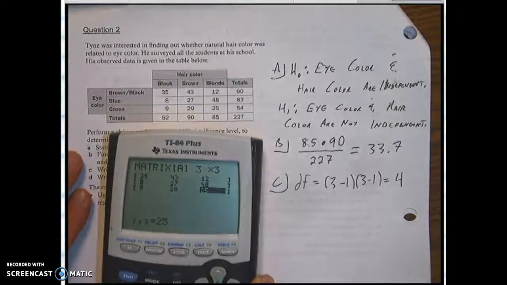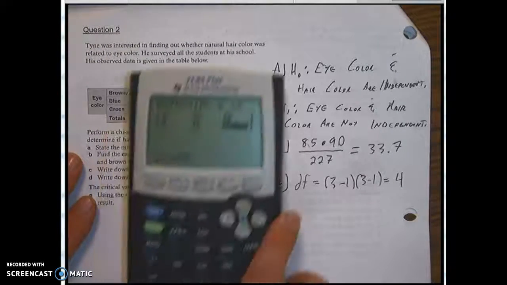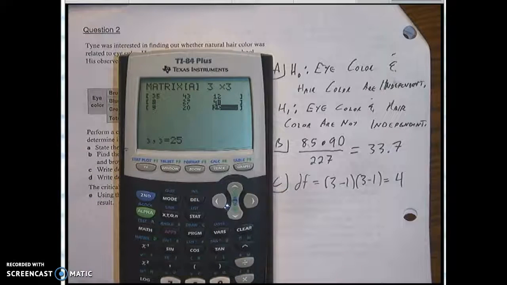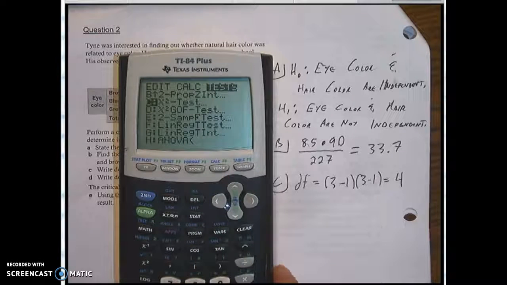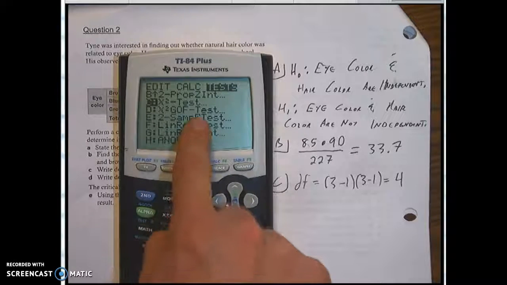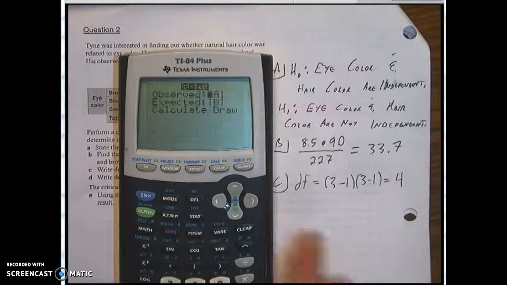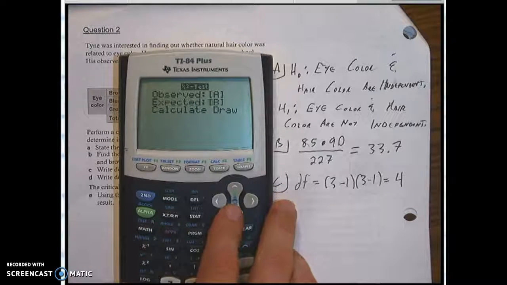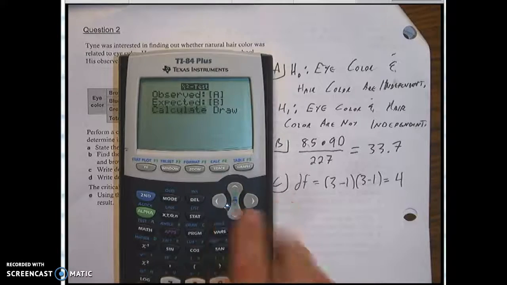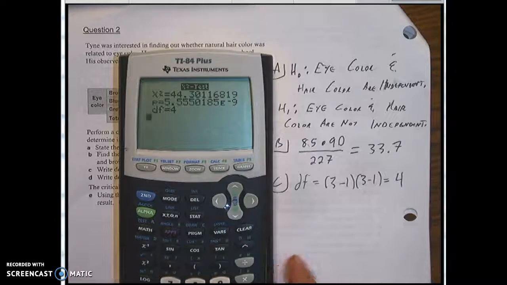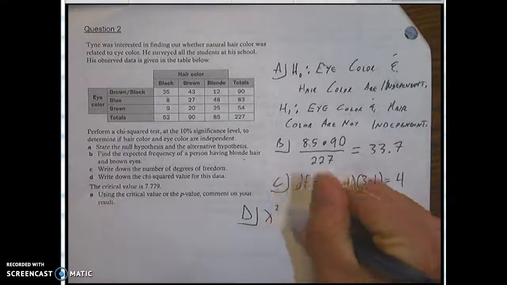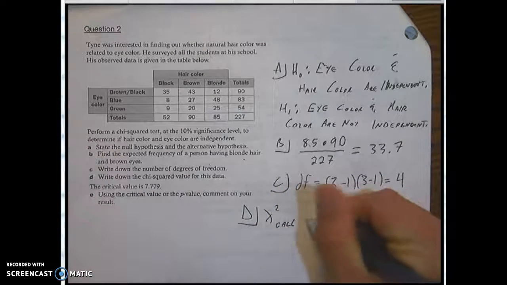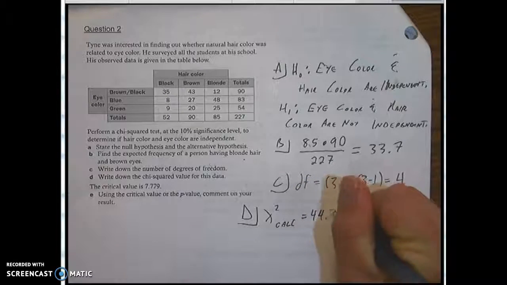And what I'm going to do is the following button sequence. I'm going to do stat tests, and I want to select the chi-squared test. I don't want this goodness of fit test. I want the chi-squared test. My observed is in matrix A, so when I calculate that, I get a chi-square value of 44.3. Chi-squared calculated value is 44.3.